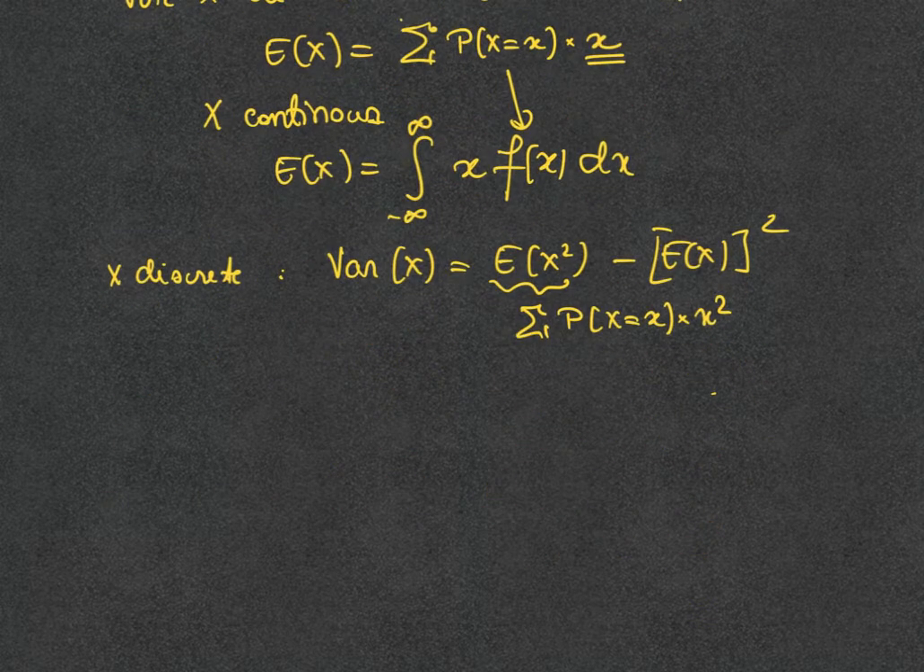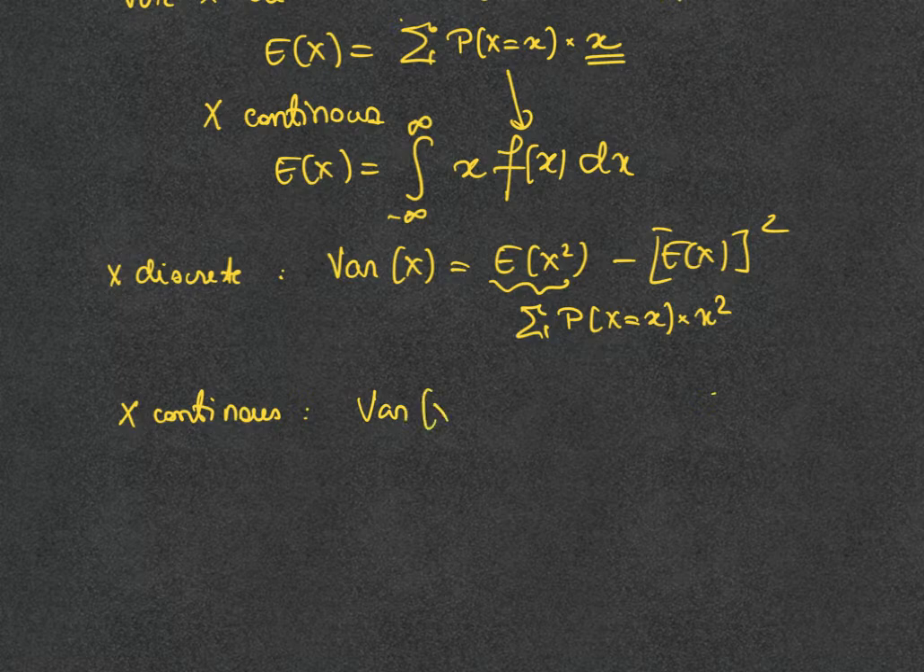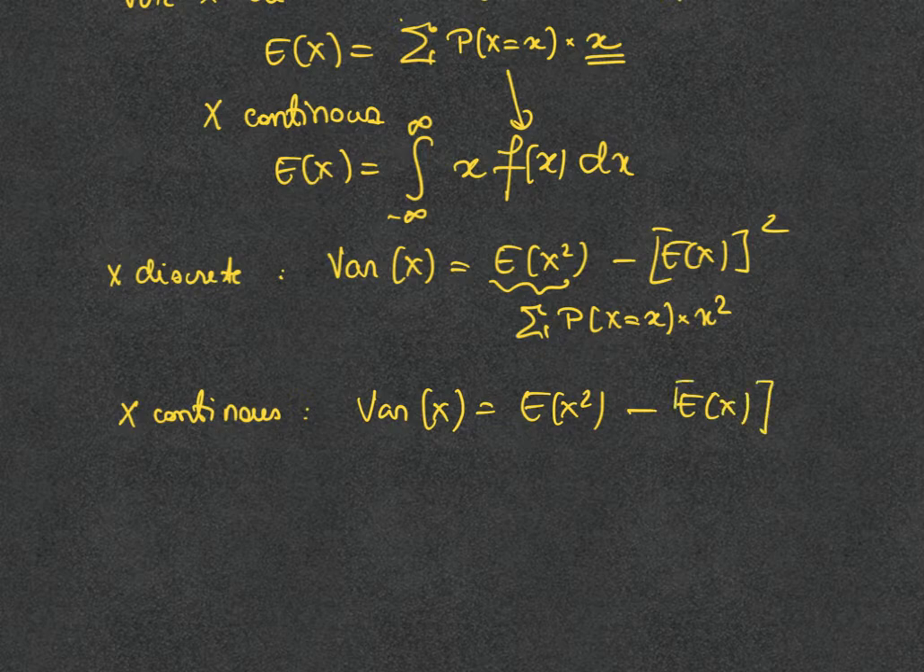Now, if we move from x discrete to x continuous, of course, the variance of x will be the same: E of x squared minus E of x, squared. So the mean of the squares minus the square of the mean. But now, if we move to continuous, the first one will be an integral.